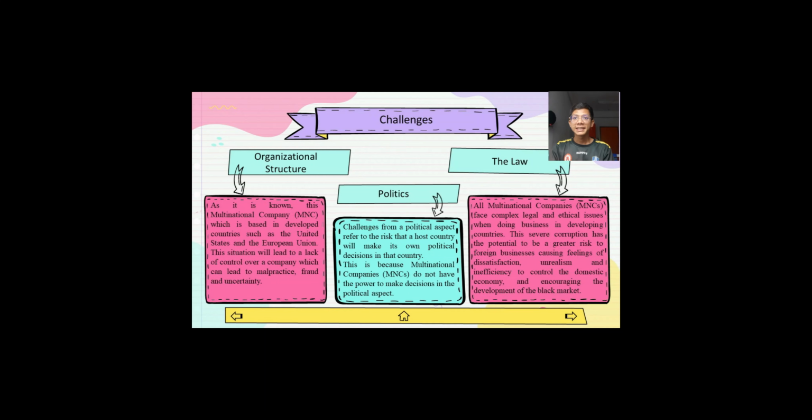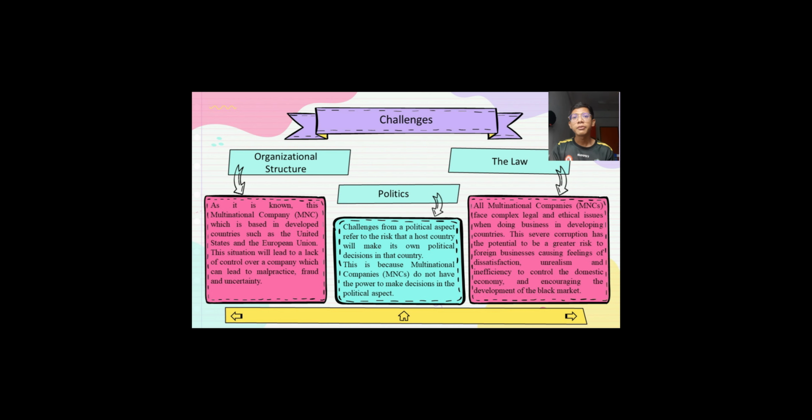Next is politics. Multinational companies that have companies in various countries will face various challenges in developing business in developing countries. One of the challenges that the owners of these multinational companies have to go through is the challenge from the political aspect. Challenge from a political aspect refers to the risk that a host country will make its own political decision in the country. This situation will have a detrimental effect on multinational companies. This is because multinational companies do not have the power to make decisions in the political aspect.